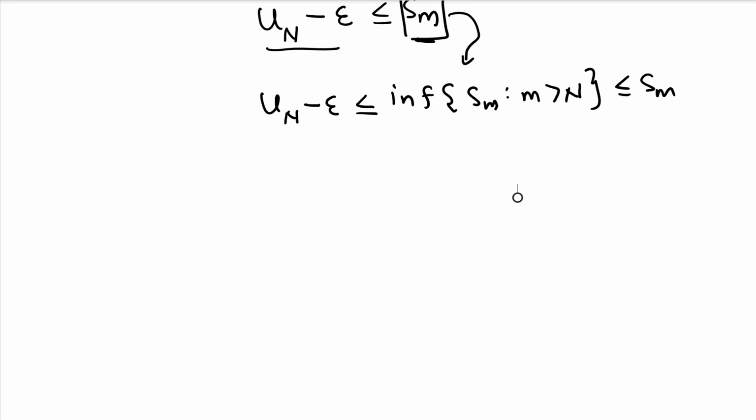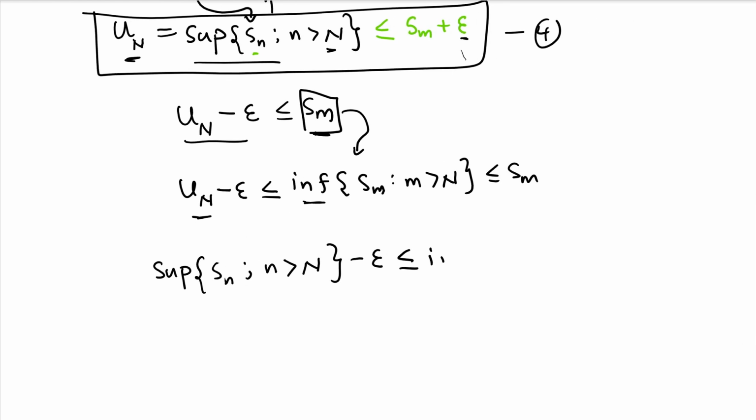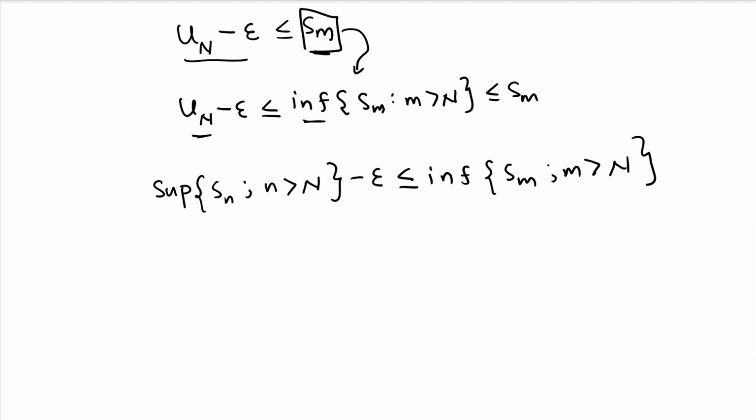Now we have a relationship between infimum and supremum. Remember, this uppercase u sub n is the supremum. So let's write that here: uppercase u sub n is the supremum of s sub n for n greater than uppercase N, minus epsilon, is less than or equal to the infimum of s sub m, where m is strictly greater than n. Now we have a relationship between supremum and infimum. You know what I'm going to do? I'm going to move this epsilon to the right hand side. I know I have been moving this epsilon in all directions. So this is another statement.